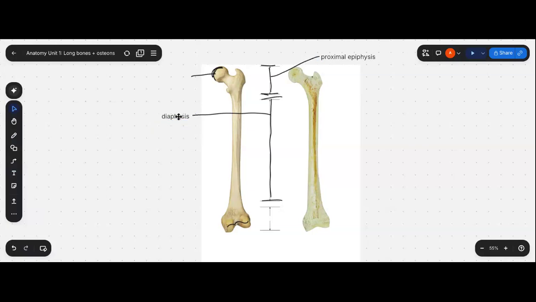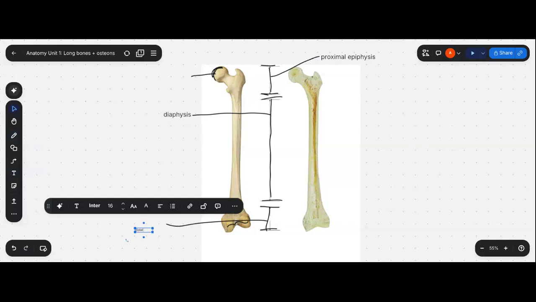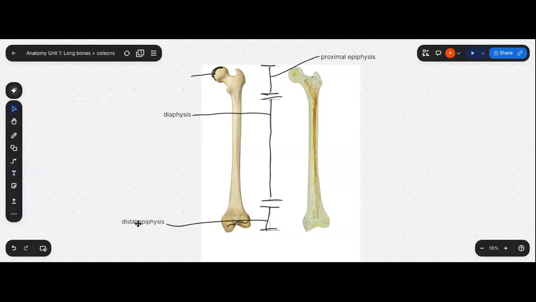Increase the size of that diaphysis. And then finally, this last portion at the very bottom on the other side of the long bone. This is your distal epiphysis. So this is where your directional terms really come into play with proximal versus distal. Proximal is on the upper side, diaphysis, and then distal is on the lower, kind of more inferior side.